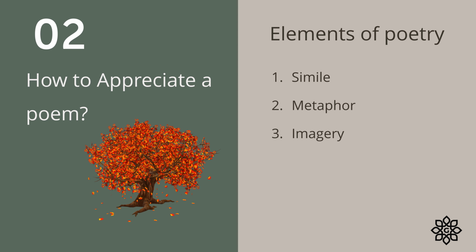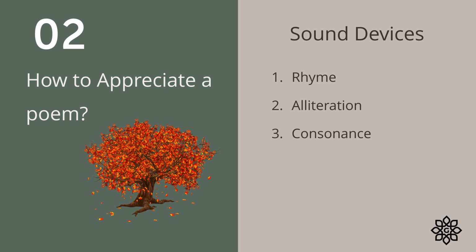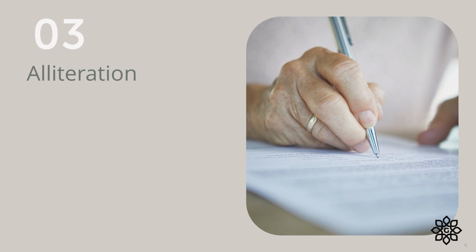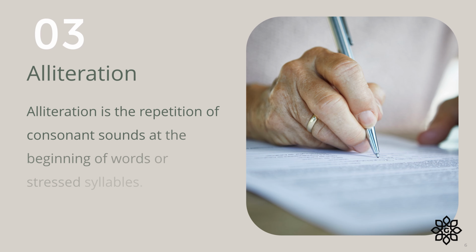And likewise, one such element is sound devices in poetry. Sound devices are rhyme, alliteration, consonance, assonance, onomatopoeia, and refrain. In this class, we'll be studying alliteration. What is alliteration? Alliteration is the repetition of consonant sounds at the beginning of words or stressed syllables.